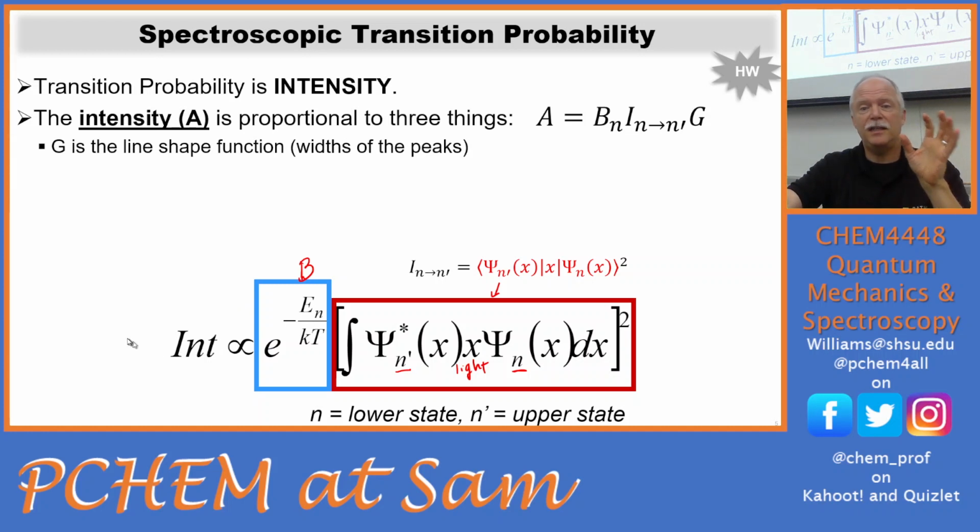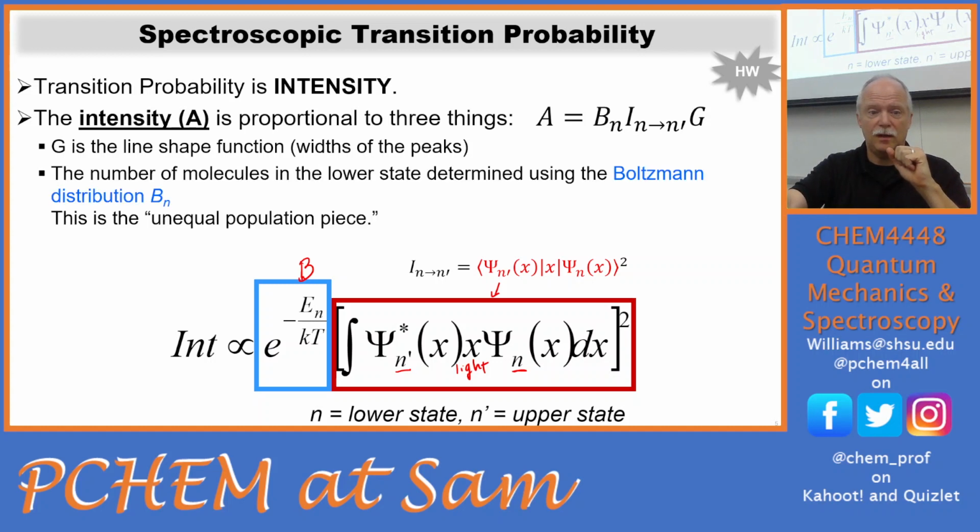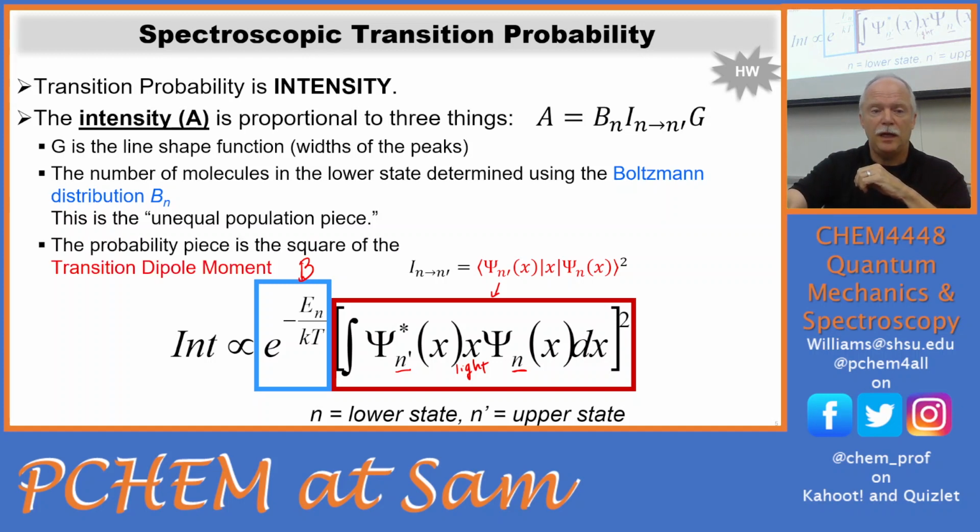And then G is the line shape function, which we will get into later when we start working with Excel. At this point, we're just doing a stick spectrum. So we're just looking at the intensity and the wavelength for that transition. So the number of molecules in the lower state is determined by the Boltzmann distribution, and that's the unequal population piece. So we don't have to worry about that in our transition moment integral. We don't have any information about whether these wave functions are populated in the transition moment integral. Okay, but we get the population numbers from the Boltzmann distribution. And so this is the probability piece, this transition dipole moment.